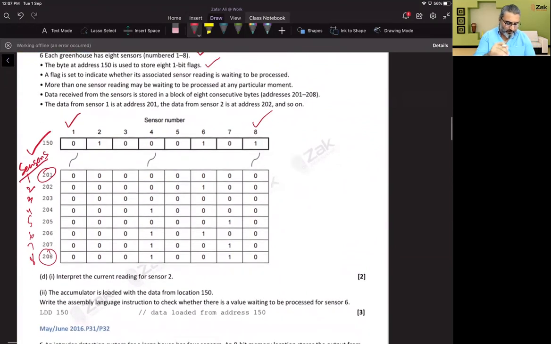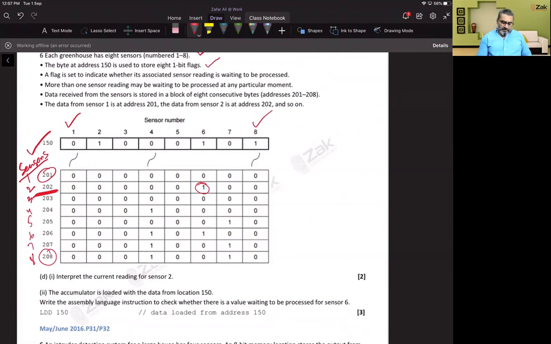Interpret the current reading from sensor 2. This one, sensor 2. This says that a reading is available for processing, and the reading value is 4. This is what it means. A flag is set to indicate whether the associated reading is waiting for processing. Number 2.